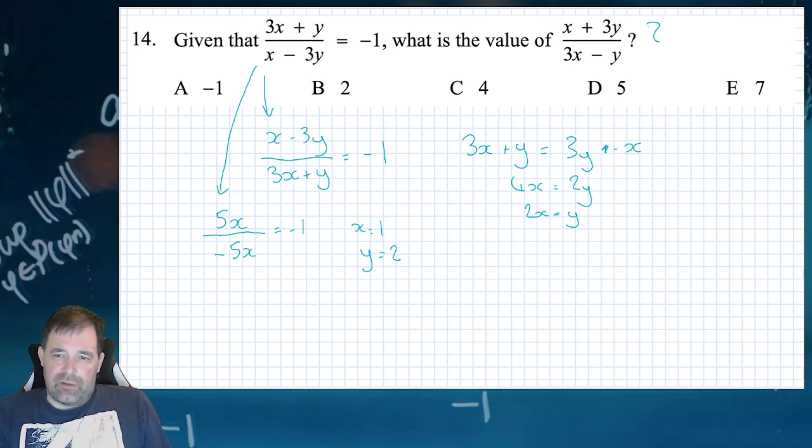So then we're going to go back to this one, we're just going to substitute 1 and 2 in, and we're going to get 1 plus 6 over 3 minus 2. 7. Oh, I like that. I like that, that was nice. Yeah, I did not think it would be 7 there.